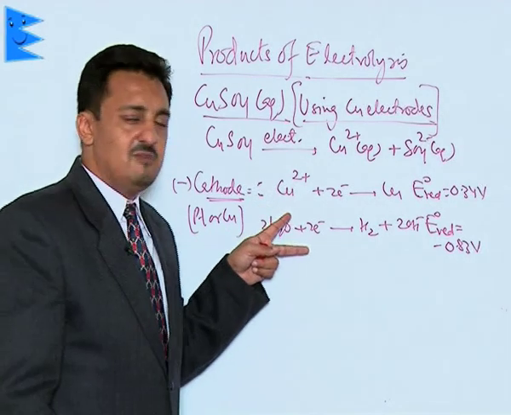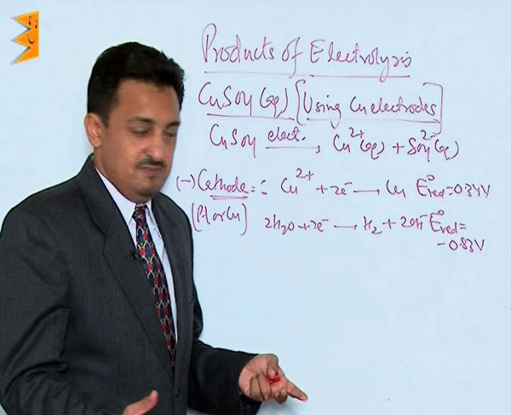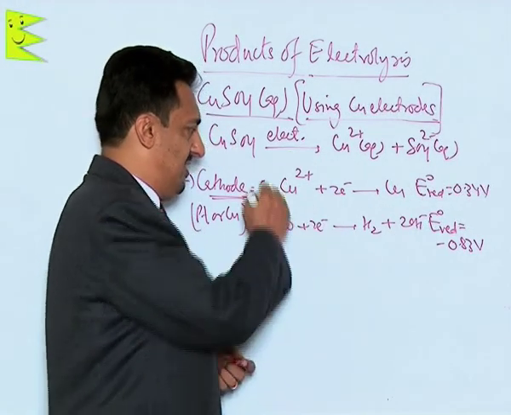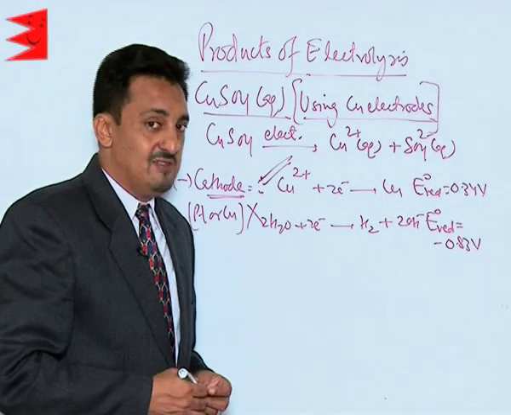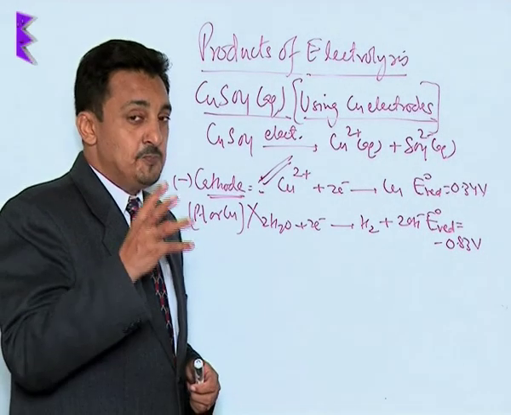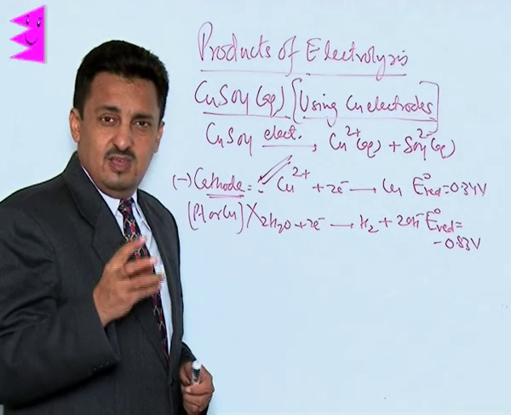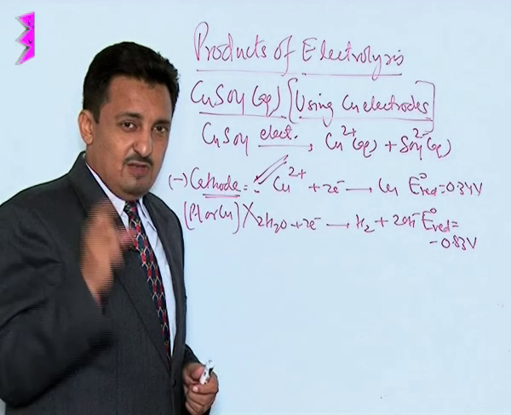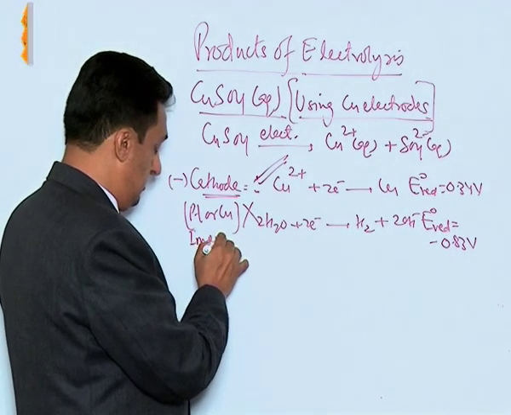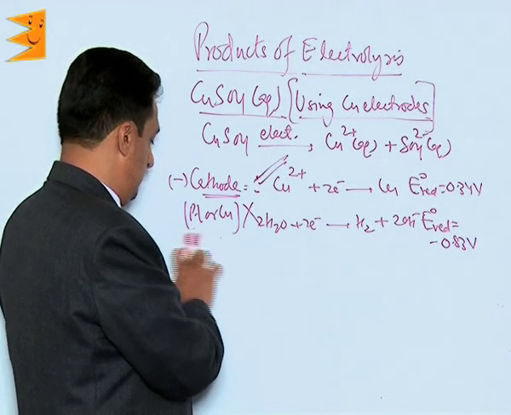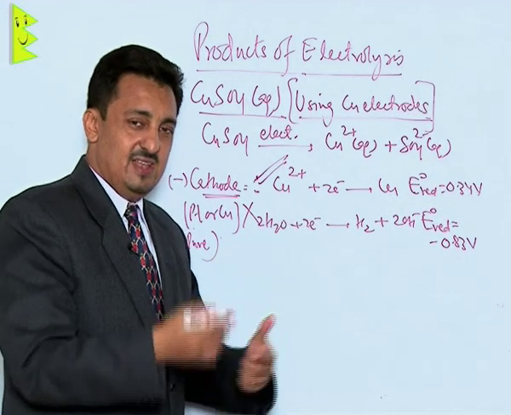Now out of these two species, the one with the higher reduction potential gets reduced first. So which species is having a higher reduction potential? It's the copper. So what we find is water remains as such, and it is the copper ions which get reduced at the cathode. That is why when we are doing the refining of copper using copper sulfate electrolyte, always the cathode is taken as pure copper, because the pure copper gets deposited at the cathode.